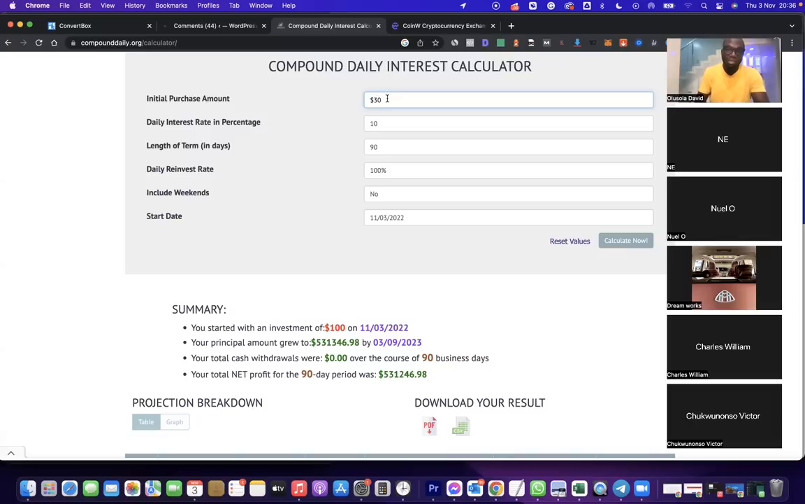Then you can now see the actual amount of money you can make with this compound interest at the end of 90 days. This is $30, which is 30% of our $100. The daily percent interest rate is 10%, so we have 10 here, and the days is 90 days, and daily we invest is 100%. Weekdays no, then start date. Let me click on calculate now.